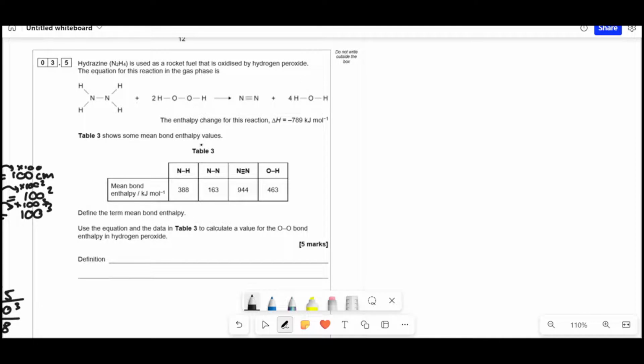So then it says hydrazine is a rocket fuel that's oxidized by hydrogen peroxide. The equation for this is this. The enthalpy change for this reaction is that. So here's some mean bond enthalpy values. Define the term mean bond enthalpy. Use the equation in the data to calculate the value for this.